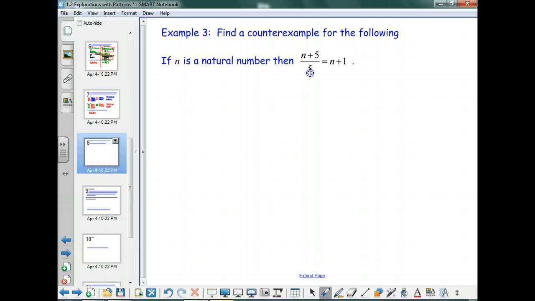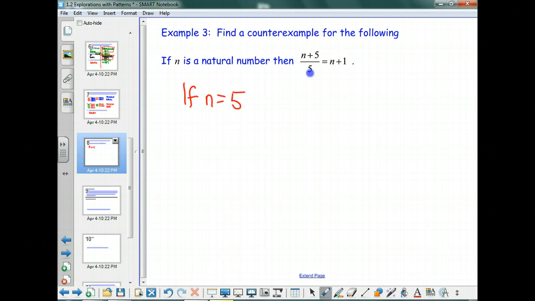Now you have to be a little bit careful because you might pick numbers that actually make it work. If you picked the number 0 for n, it would work, wouldn't it? If that were the case and it worked, you'd say, okay, step back, let me pick another number. Somebody pick me another number for n. 5. Okay, let's say let n equal 5.